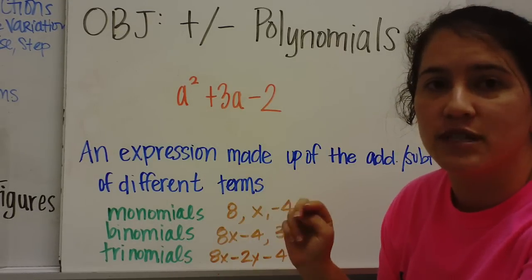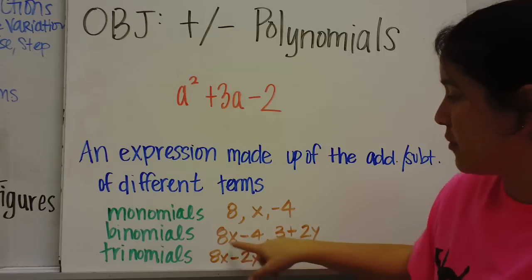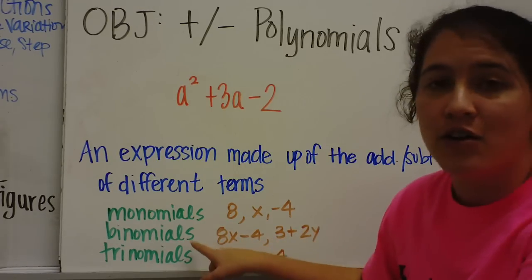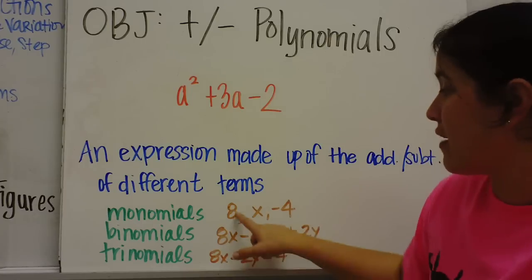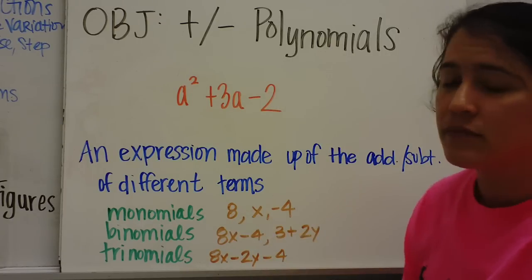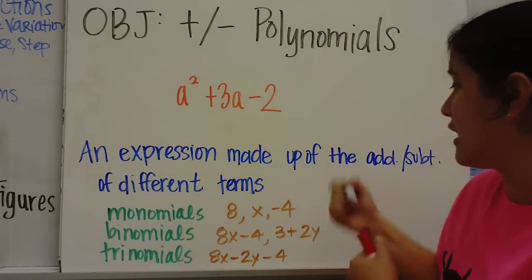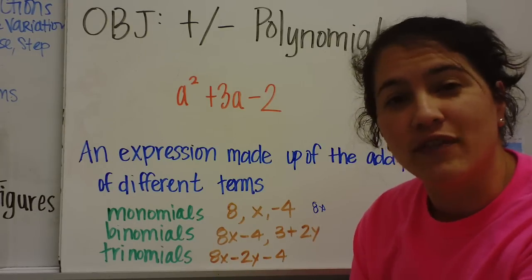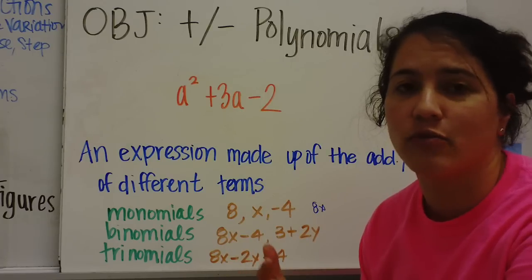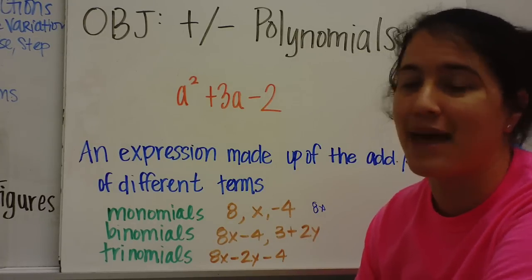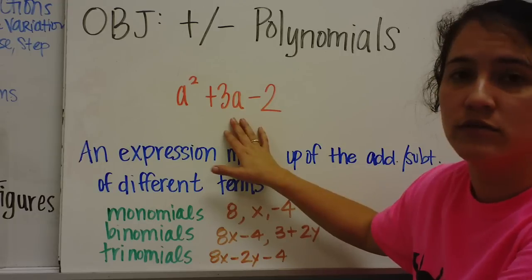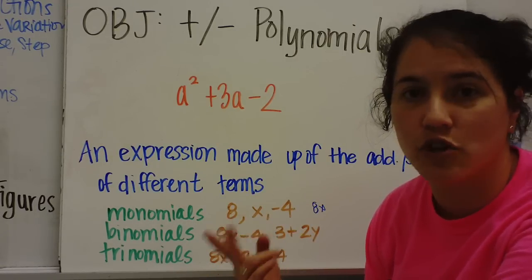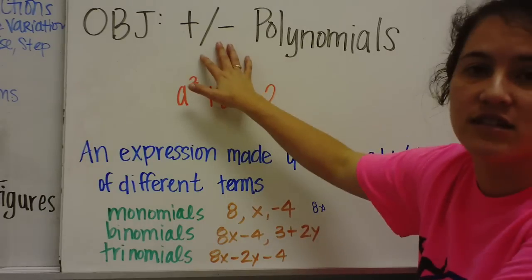If it only has 2 terms, it's a binomial. And so you can see, here's an example. 8x minus 4 is a binomial, or 3 plus 2i. A monomial is just 1 term, and that would consist of maybe a variable or just a number, or a variable and a number together, like 8x is a monomial. And then anything greater than 3, if it has 4 terms, 5 terms, 6 terms, or anything greater, we're just going to call it a polynomial, poly meaning many. So this is a trinomial. And we're going to talk about how to name polynomials and then how to add and subtract polynomials. So the basis of this is adding and subtracting.